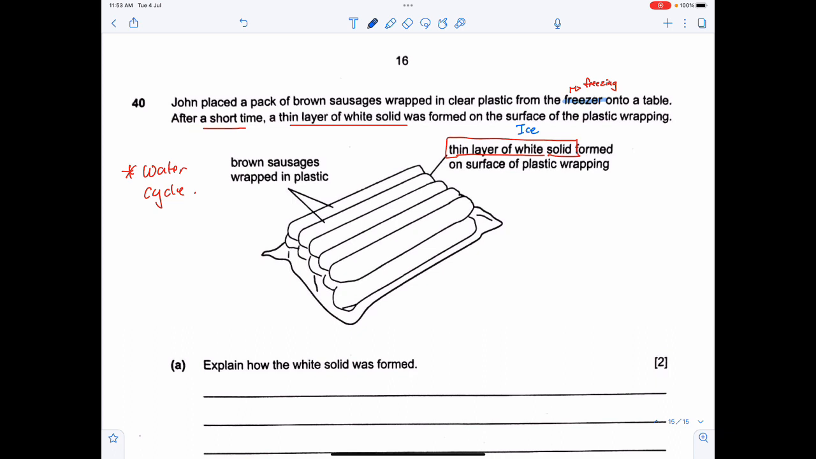Now, why would it even form on the packaging of this brown sausage? So, in the first place, in order for ice to form, you need water to freeze. Where did the water come from? Did it come from the packet of sausage in the freezer? The answer is actually no.